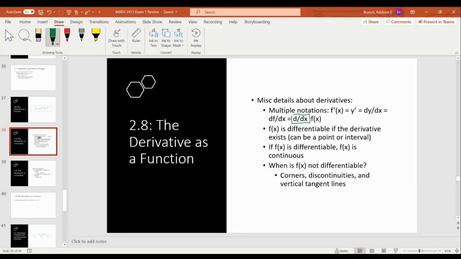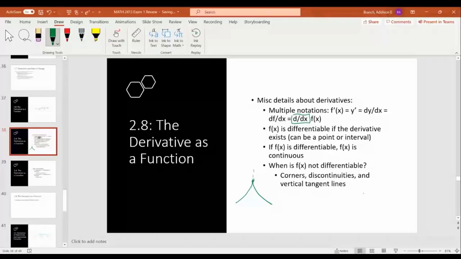The first one is going to be a corner. Whenever you have something like this, where you have a really sharp point, your function will not be differentiable at that point. It can be everywhere else, but not that particular corner. Same thing goes if you have any discontinuities. It doesn't matter if they're jump, removable, or infinite. With any discontinuities, it can't be differentiable.